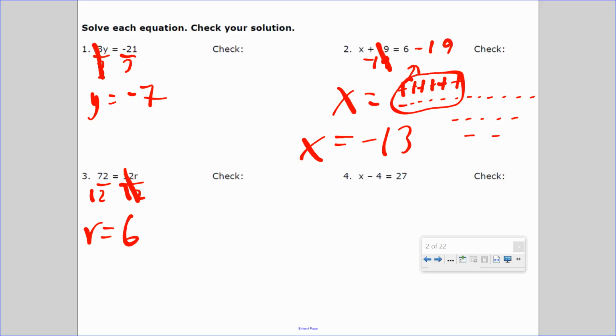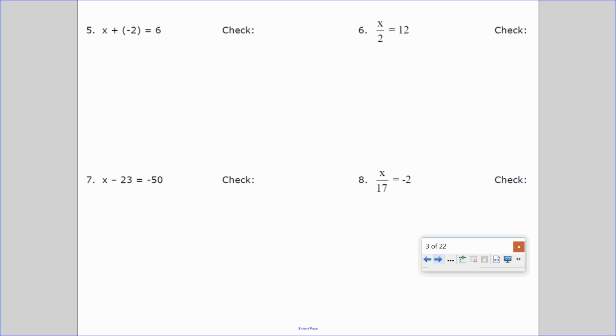Number 4. I need to isolate x. What's the inverse of minus 4? Plus 4. This cancels. X equals 31.